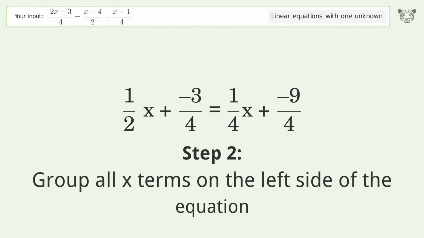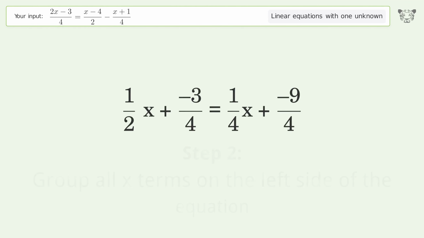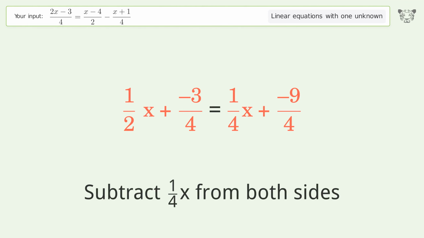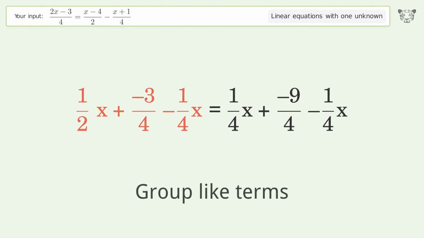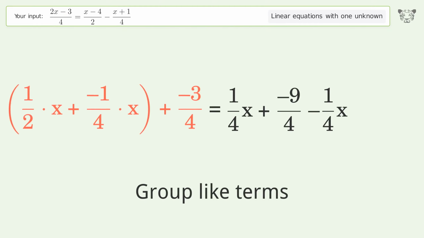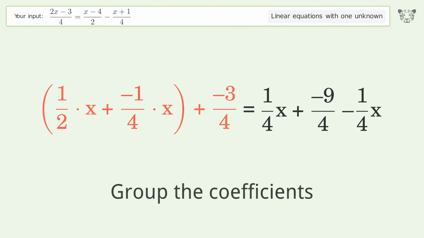Group all x terms on the left side of the equation. Subtract 1/4x from both sides. Group like terms. Group the coefficients.